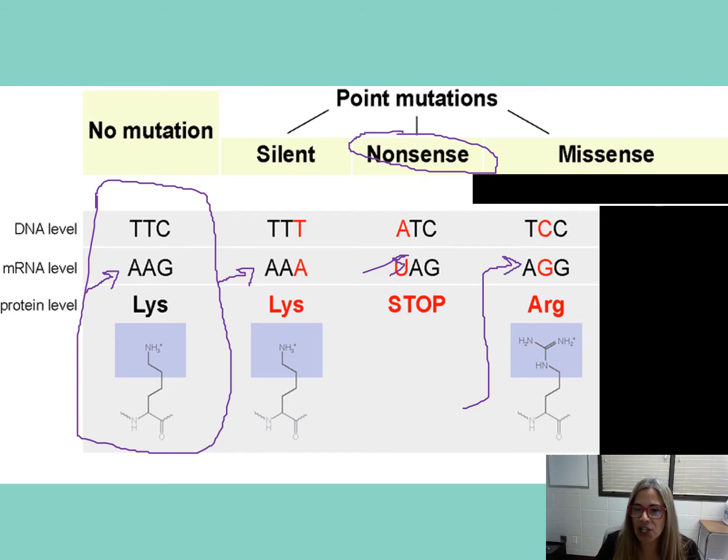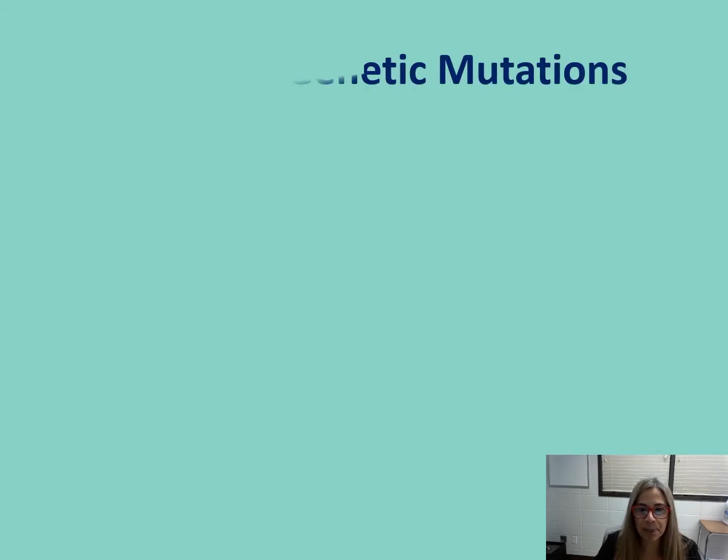So we have AGG, which produces arginine instead of lysine. Okay, so that is going to affect the amino acid production. So if we look at the visual here, here's the amino acid that we want, right? Silent produces the same amino acid. Stop codon produces no amino acid, and then missense produces the wrong amino acid. Okay, so those are kind of our three main categories of gene mutations.